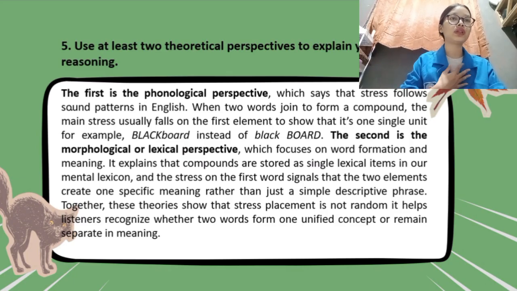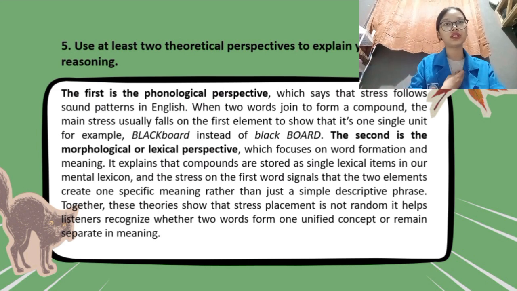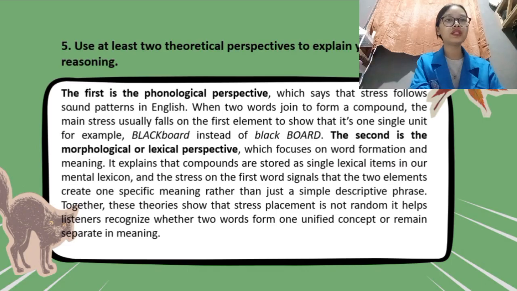Use at least two theoretical perspectives to explain your reasoning. The first is the phonological perspective, which says that stress follows sound patterns in English. When two words join to form a compound, the main stress usually falls on the first element to show that it's one single unit. For example, blackboard, instead of blackboard.